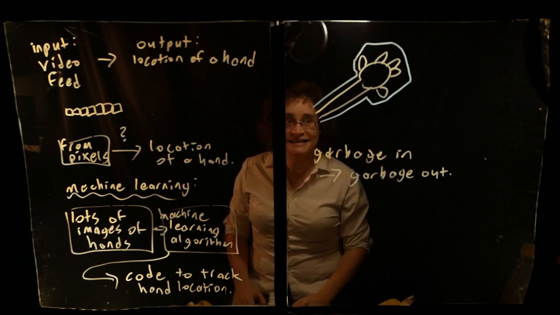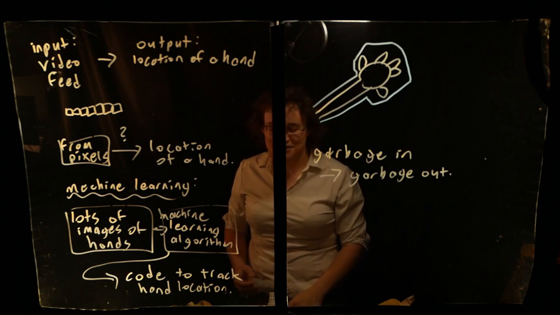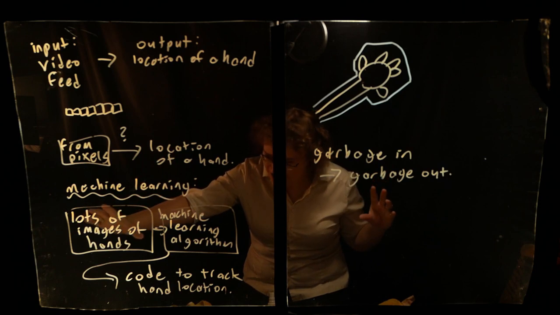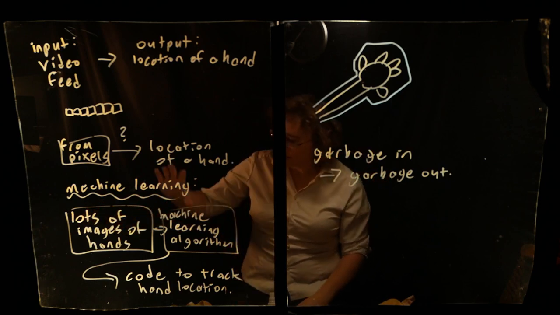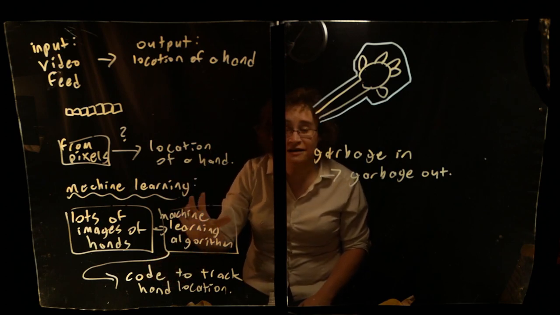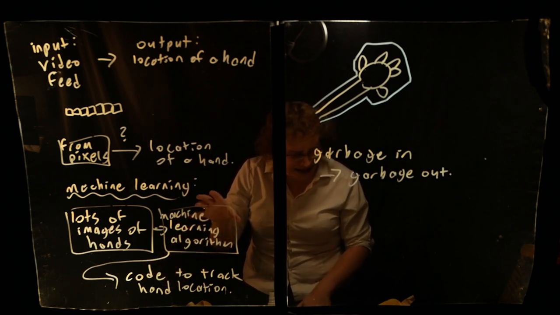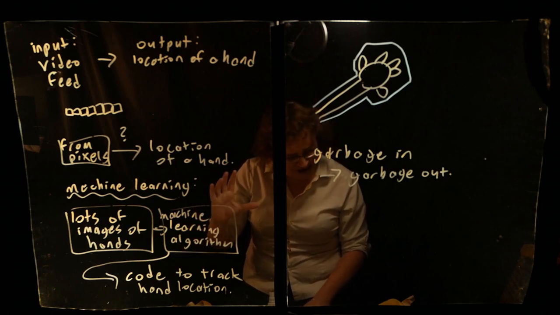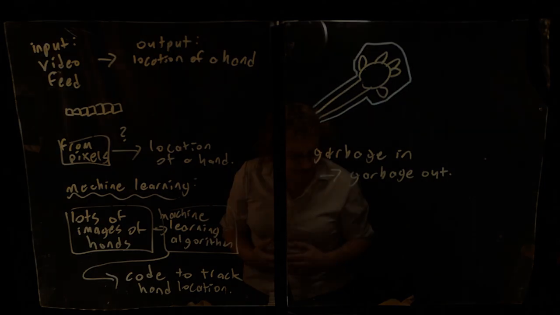All right, so that is a very, very poor introduction to machine learning and machine vision, but the key thing to keep in mind is, again, all this is based on your training data: garbage in, garbage out. The quality of your training data is going to directly determine the quality of the tracking system that the saw uses to determine the location of a hand relative to a saw blade on the table saw.